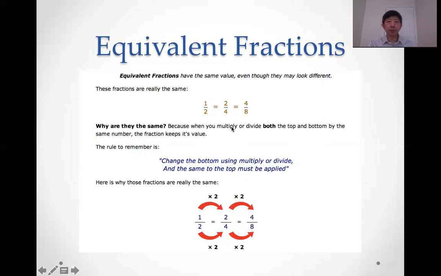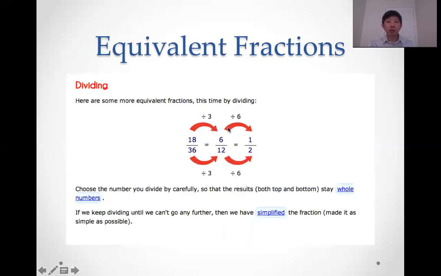All right. Now if we want to find equivalent fractions, here's some. If I take 18 over 36, and divide it by 3, I got 6. And divided by 3, got 12. Divided by 6, got 1. Divided by 6, got 2. So therefore, 18 over 36 is equal to 6 over 12, which is equal to 1/2, right?